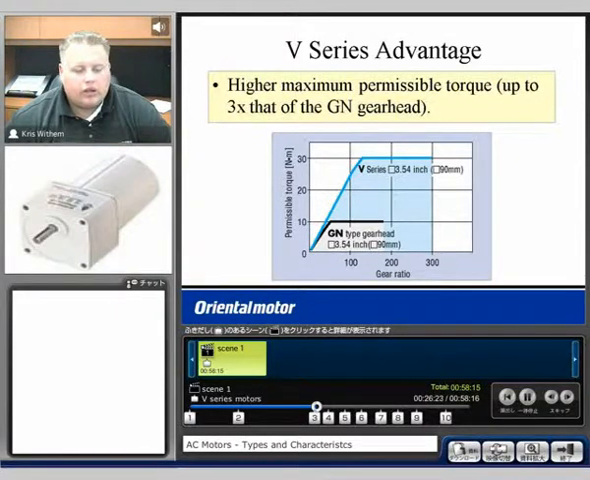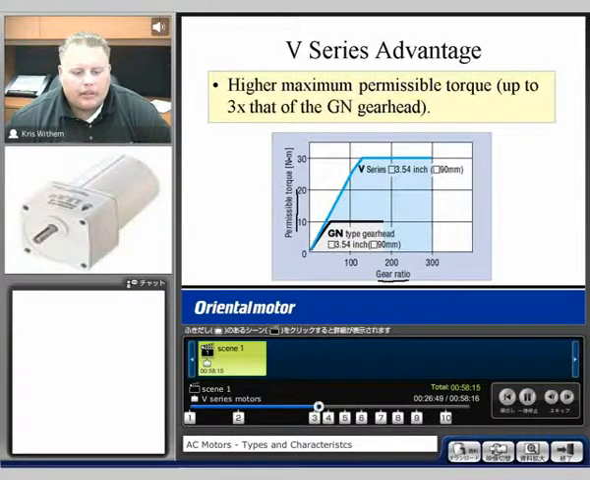What we're looking at, the larger gears in the bearing and the GV style gear heads allow for a higher permissible torque because the teeth on the gears won't break off until higher forces are seen. So if we take a look at this chart here, down here on the x-axis we have our gear ratio. On the y we're looking at permissible torque.